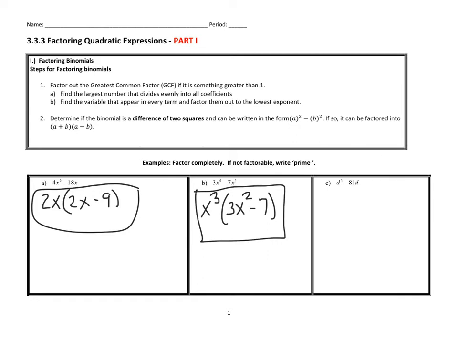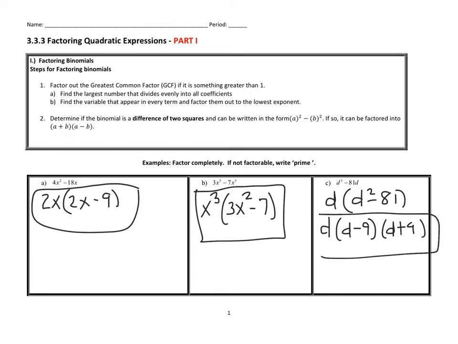The next one, what's common? So d is common. So we have d squared minus 81. And when I check this, I see this is a difference of two squares. Whatever is inside the parentheses. So this means I can leave the d out. So this becomes d minus 9 and d plus 9. And that's my final answer.